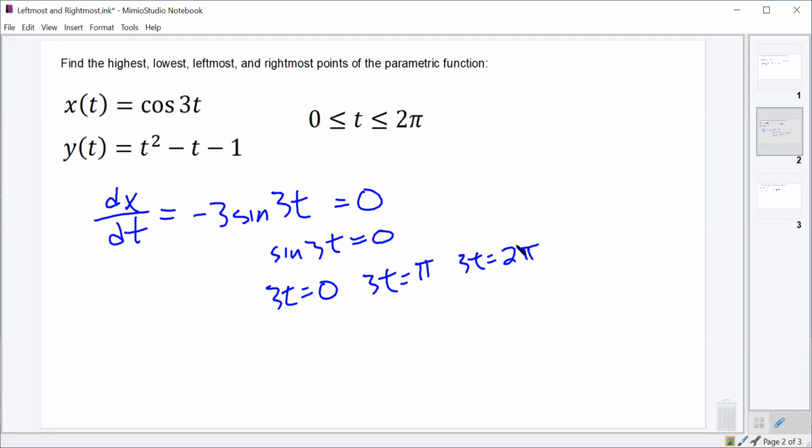So that should give us 3 values, right? Not just 2, because when the angle is 0, when the angle is pi, and when the angle is 2 pi, those are all places where it's 0. So at t equals 0, t equals pi over 3, and t equals 2 pi over 3. Everybody good with that?